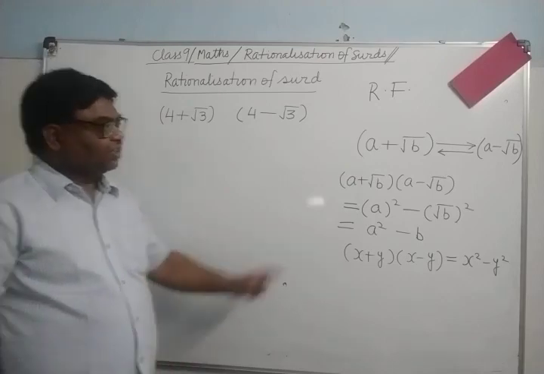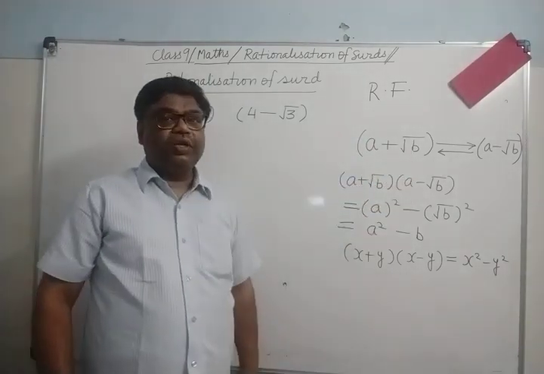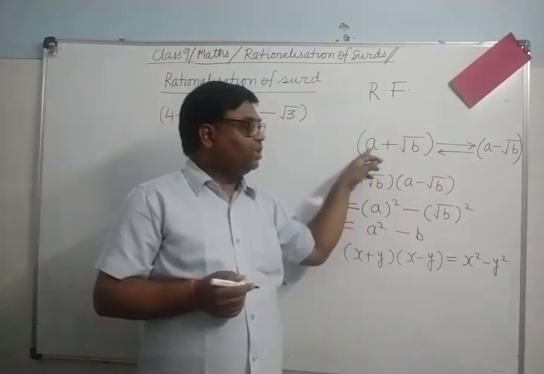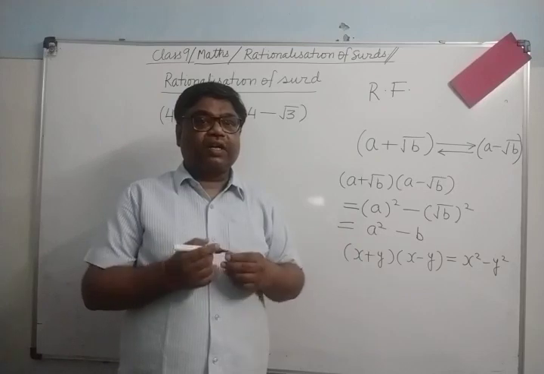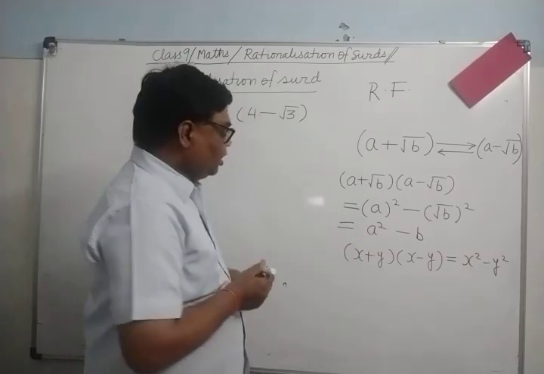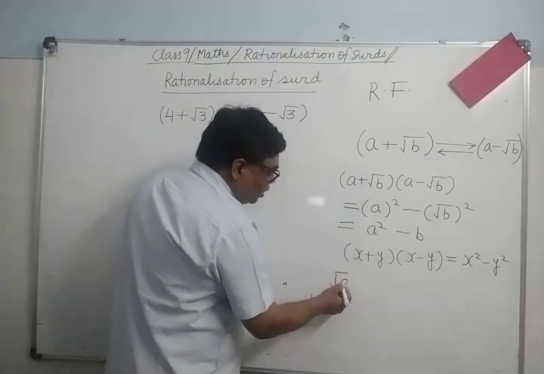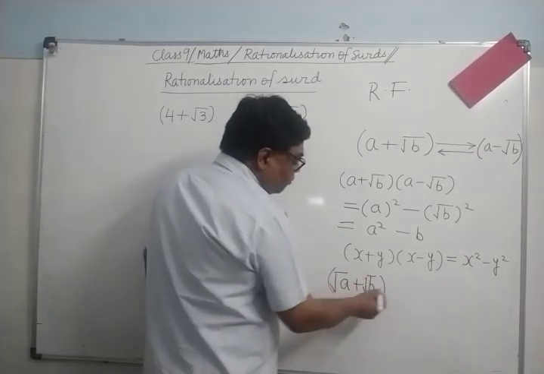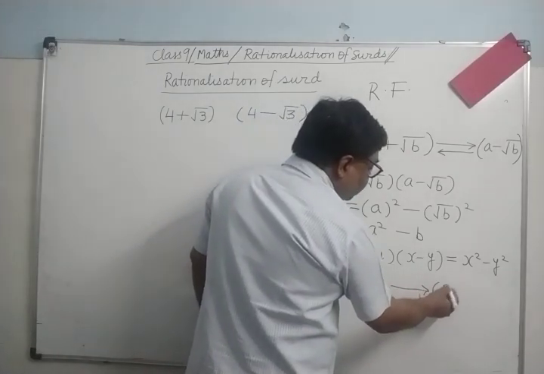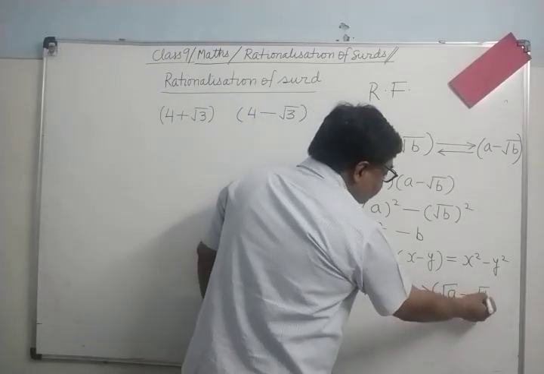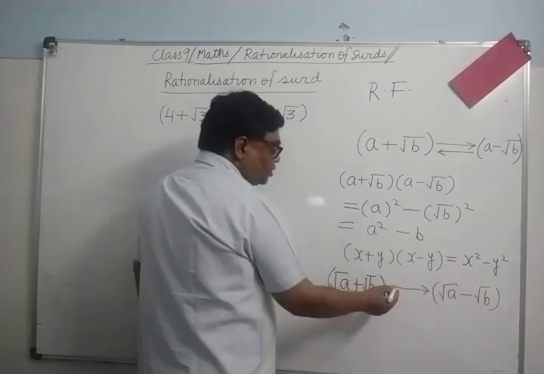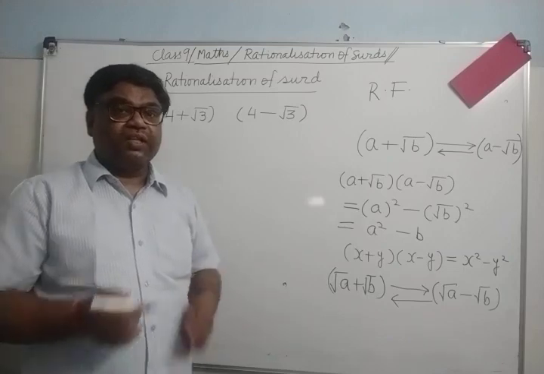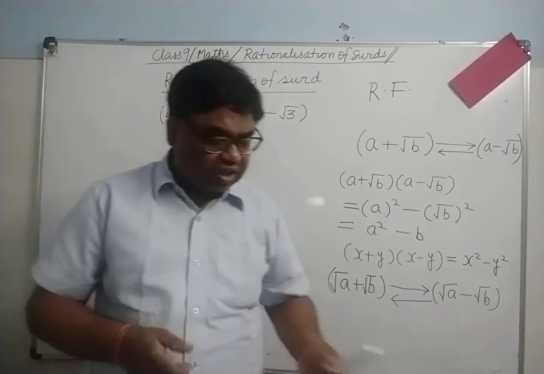So you remember this thing. RF of a plus root b is a minus root b. RF of a minus root b is a plus root b, because their product is a rational number. Similarly, RF of root a plus root b will be root a minus root b, and RF of this will be root a plus root b, because their product is also a rational number.